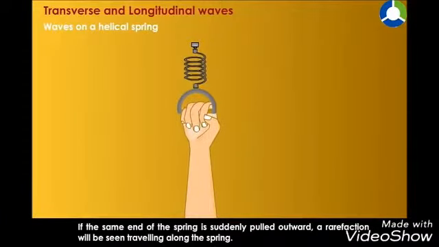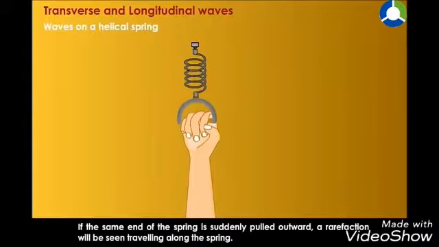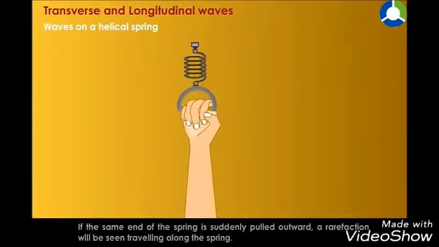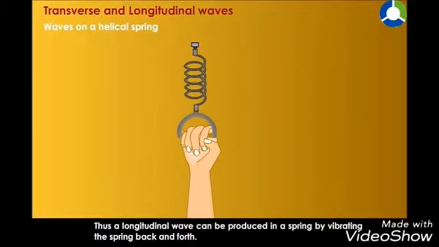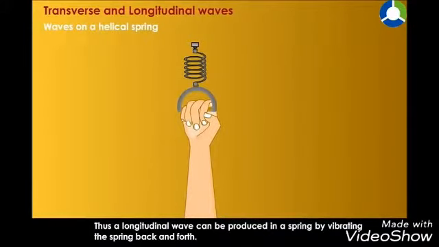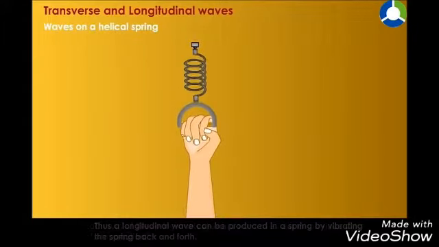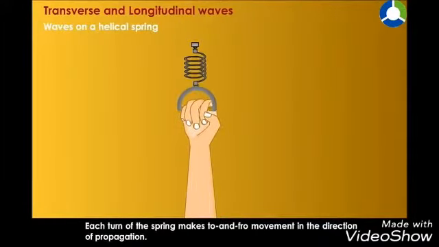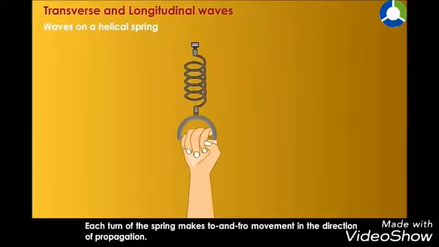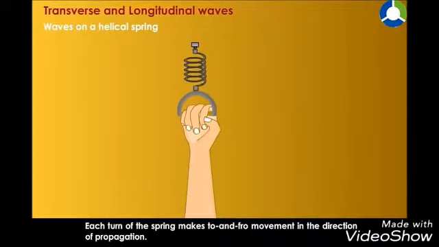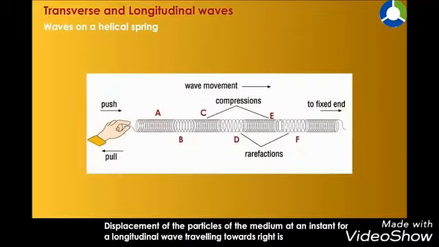If the same end of the spring is suddenly pulled outward, a rarefaction will be seen traveling along the spring. Thus, a longitudinal wave can be produced in a spring by vibrating the spring back and forth. Each turn of the spring makes to and fro movement in the direction of propagation.